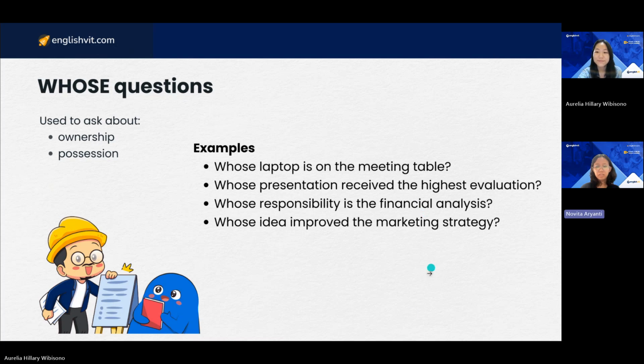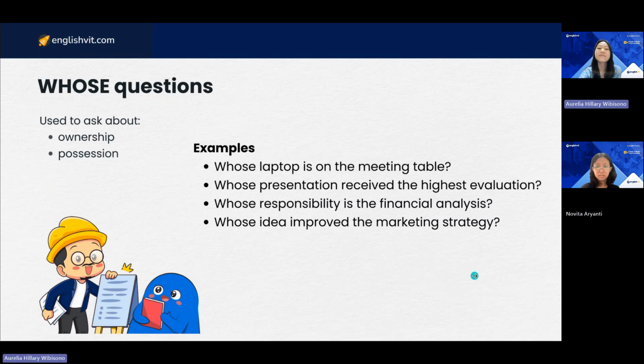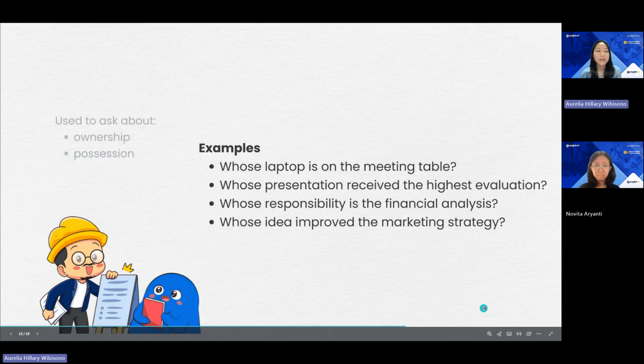Whose responsibility is the financial analysis? It's the responsibility for data analysis. Wait, suddenly data analysis? Oh, no, it should be a name, a person. Whose responsibility is the financial analysis? John's responsibility. Whose idea improved the marketing strategies? Hannah's idea. All right.